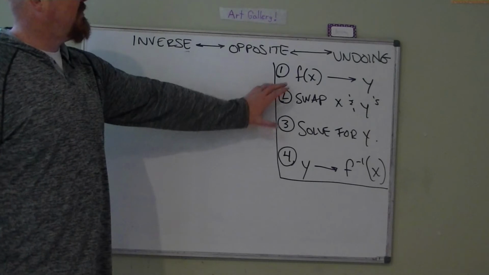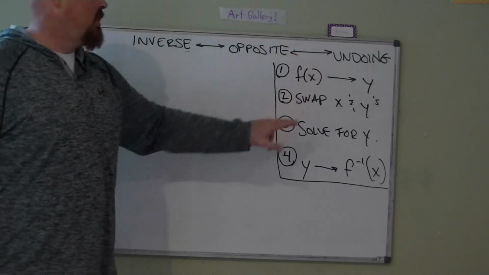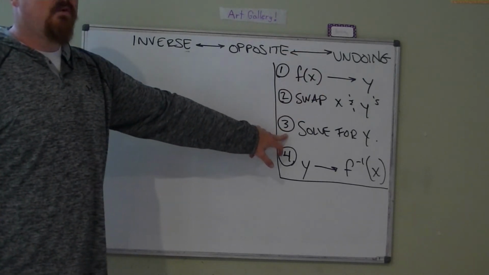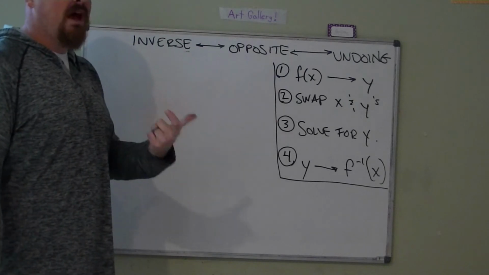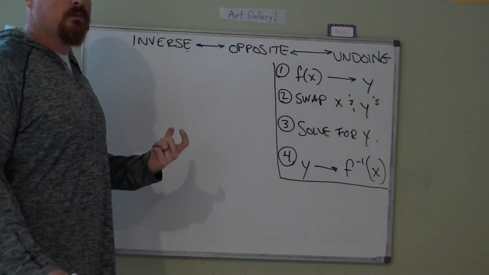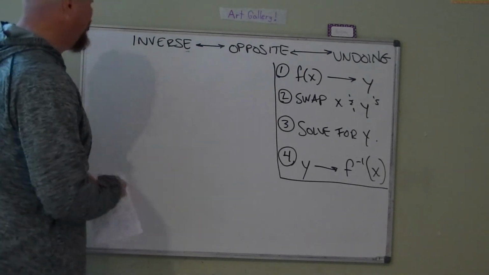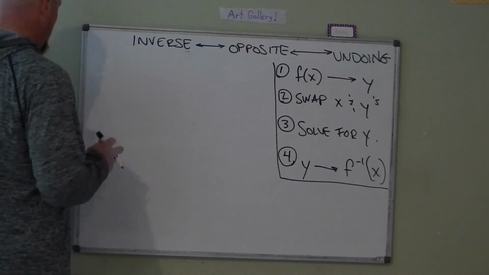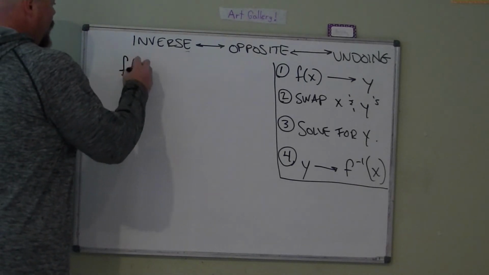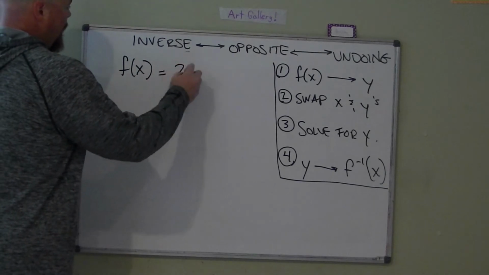And this really emphasizes the idea of undoing, because when we do this, when we solve for y, we undo all of the operations that were in the original function. Okay, so I've got my examples here. So we're going to start simple and then we'll build our way up. And then when we meet again, we'll even kick it into higher gear.